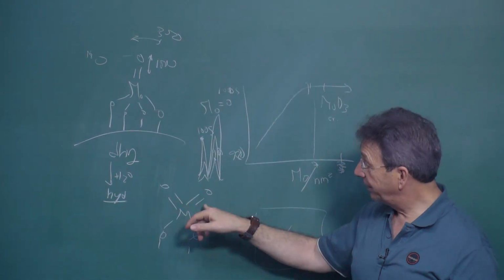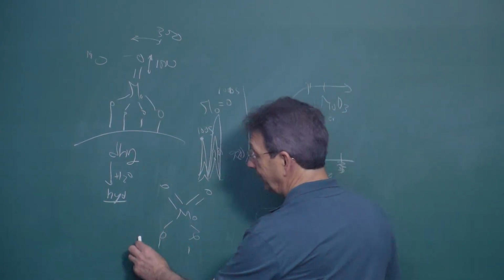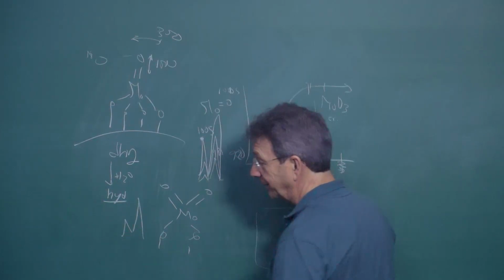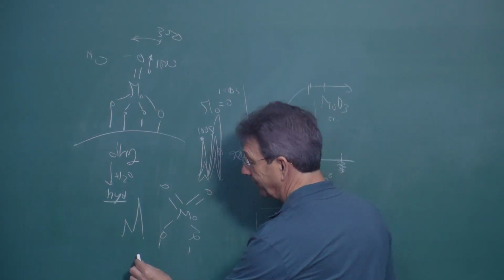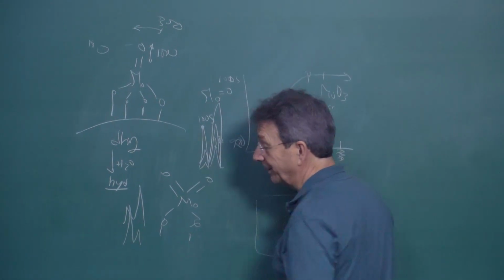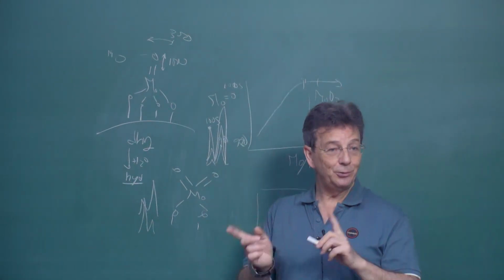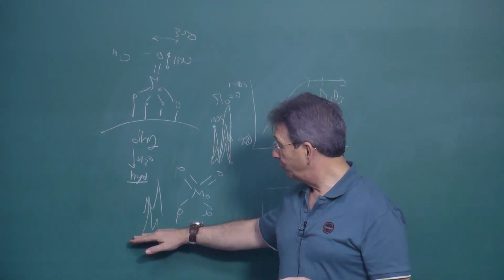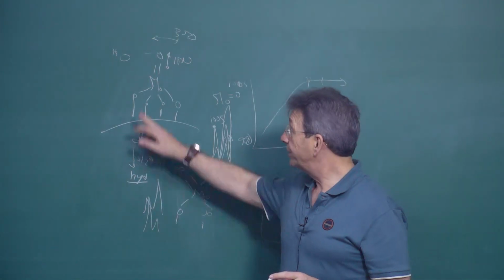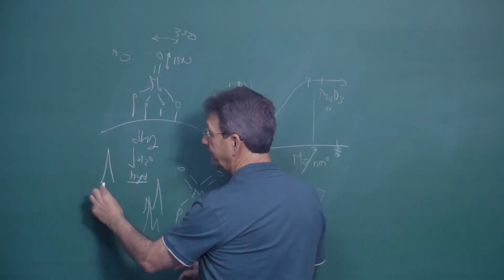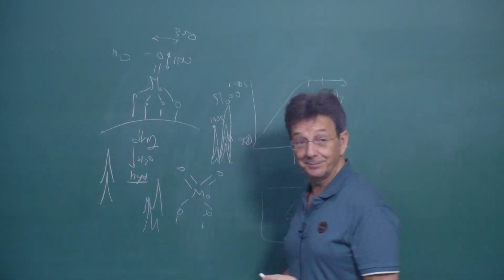Also, when you have symmetric and antisymmetric, if you look at Raman, the symmetric will be stronger than the antisymmetric, and if you look at infrared, the antisymmetric will be stronger than the symmetric. So even if you use Raman and infrared without isotopes, you already see things. Of course, in Raman it will look like this, and in infrared it will look like this. It will be the same.